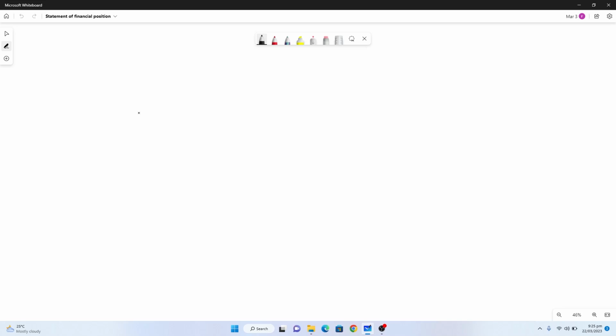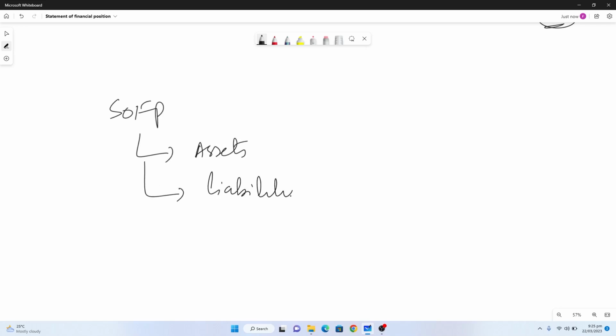What is SOFP? What is a statement of financial position? The words say that it tells you about the financial position of a business. So let's write it down. SOFP. It tells you about the financial position of the business. It means it tells you about the assets on a particular date. It tells you about the liabilities on a particular date. And apart from that, it tells you about the equity of the business. That is, equity means the capital of the business.